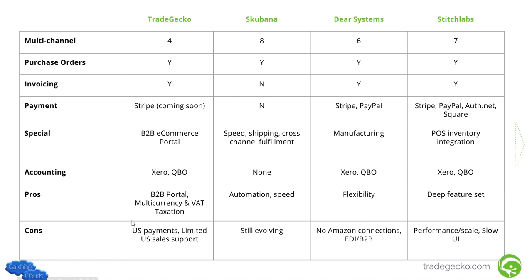You've got someone like Skubana that's really looking at scale and speed and is a little unique in this space in that they have their own built-in shipping, where most everybody else integrates with a ShipStation or a Shipping Easy, okay? And doing some interesting things. Dear Systems is one of the tools that does manufacturing support, and Stitch Labs does a number of things, but they're the one that have integrated with more point-of-sale solutions than a number of other tools that I've seen. Whether people have integrated with accounting or not, whether it's Xero or QuickBooks Online and some of the other accounting platforms, Skubana is working on it. They'll get there. And then you've got pros and cons.